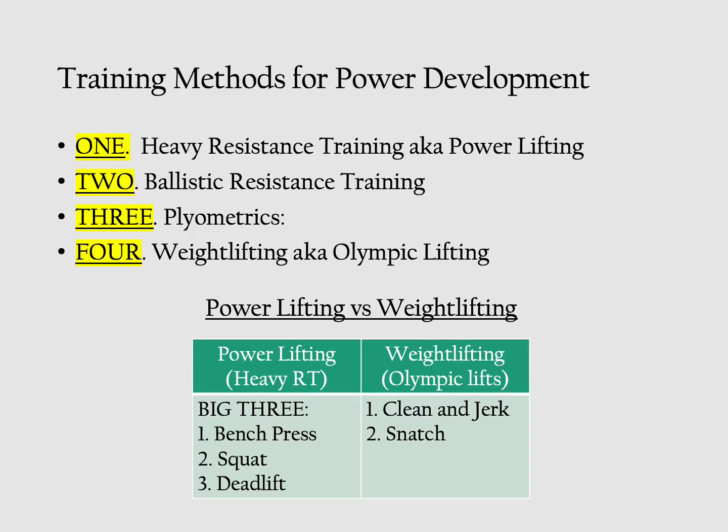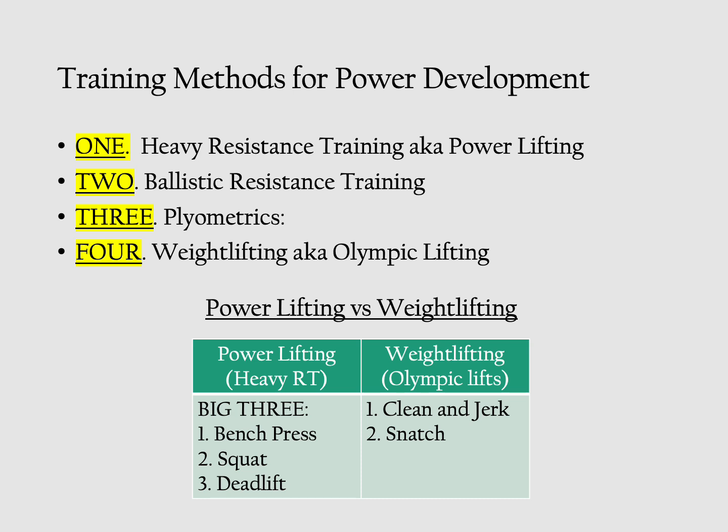So we talked a lot about why, but how? There are 4 different ways that we can maximize power development. Number 1, heavy resistance training, which we talked about a lot. Now, I'm going to throw some vocabulary at you. Heavy resistance training, this is known as power lifting. Hold on to that thought because it can get confusing.